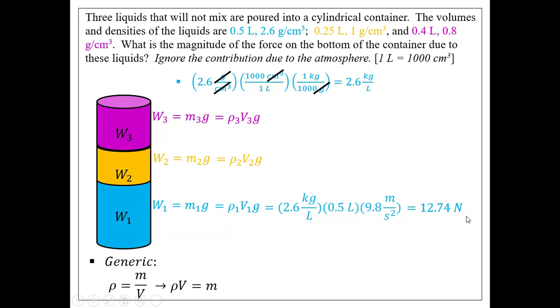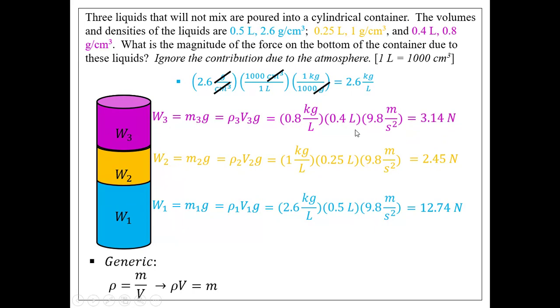And I'm going to do the same for the next two substances. Okay, so here, if you convert properly the 1 gram per centimeters cubed to kilograms per liter, it would just be 1. And then times that by the volume given in liters, which is 0.25, and the acceleration due to gravity near the surface of the planet is 9.8, and you'll get 2.45 newtons. And then last but not least, the purple substance, whatever it is, the density is given to us as 0.8 kilograms per liter. Once again, I've already converted mentally here. And the volume is 0.4 liters, and then G is 9.8. So if you do that, you get 3.14 newtons.